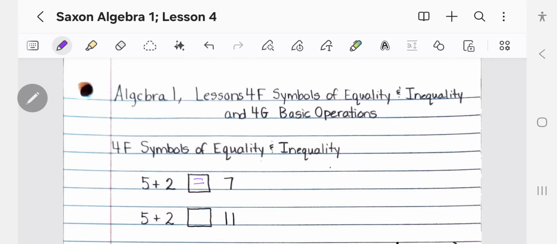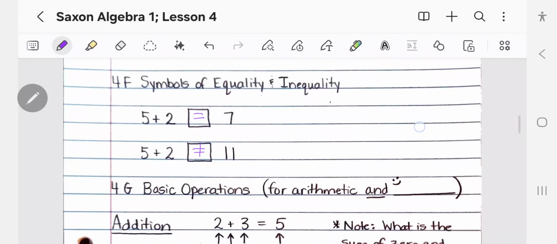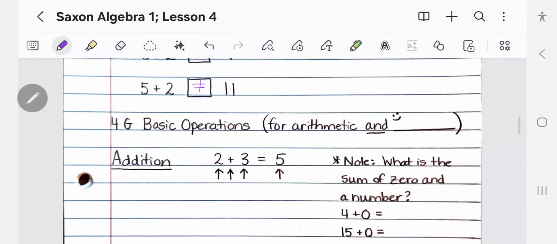And that's what this part of the lesson talks about, is when we use an equal sign. And I'm sure you probably all have seen that before. But do you know the next symbol? 5 plus 2 compared to 11. 5 plus 2 is 7, and that is not equal to 11. So here's how you write not equal to. You draw an equal sign, and you put a slash through it. So that's section 4F. 4G, basic operations.